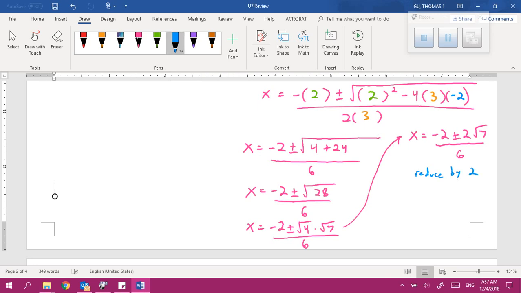Reduced by 2. And so that means your final answer would be x equals -1. Right, 1 square root of 7 is just square root of 7, right? Over 3. Like that. And that's your answer. Yay.